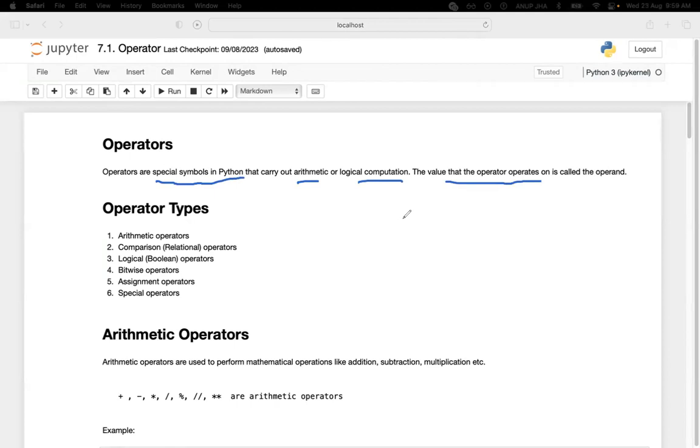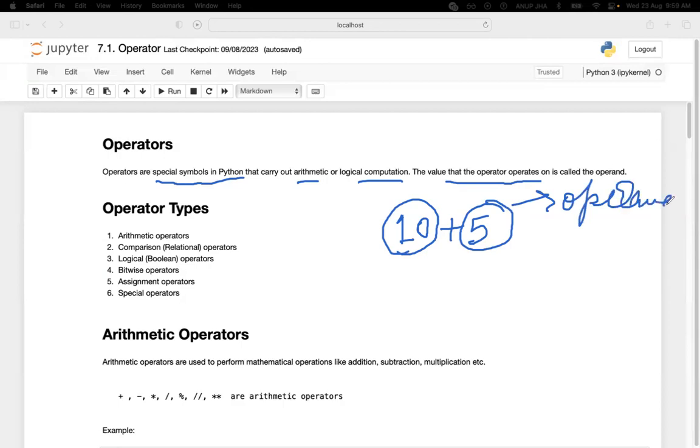What is an operand? Let's say 10 plus 5. If I write 10 plus 5, this 10 and this 5 are called operands. The value that the operator operates on is called the operand. And what is this plus? This is called the operator. This is the arithmetic operator. There are mainly 6 kinds of operators which we usually use in Python.